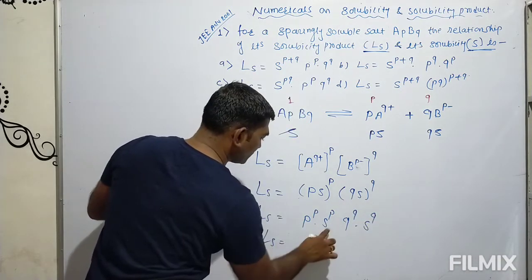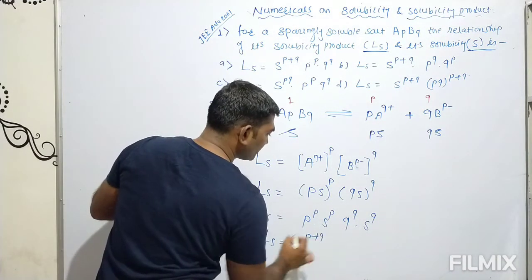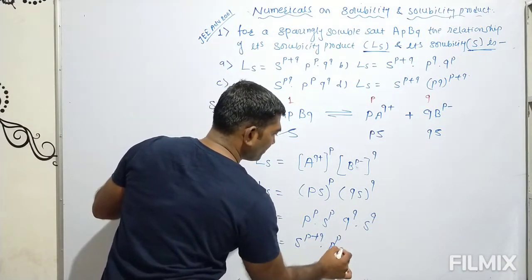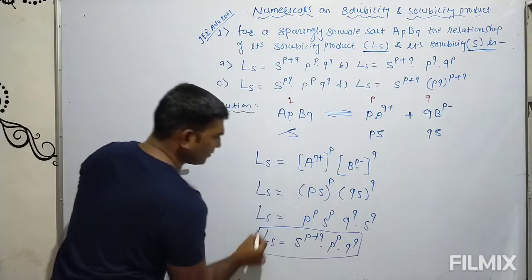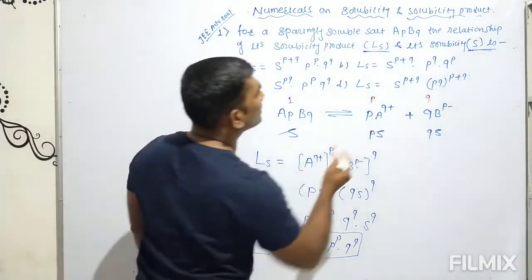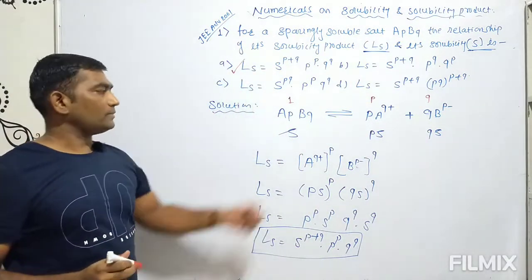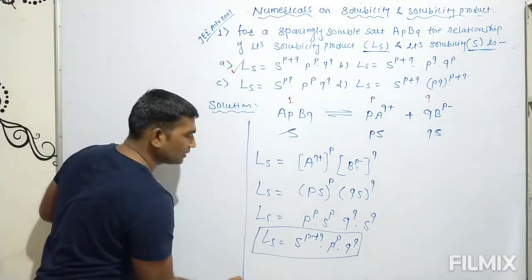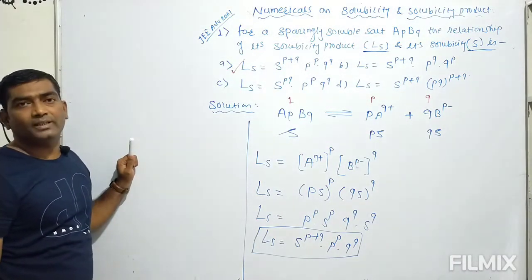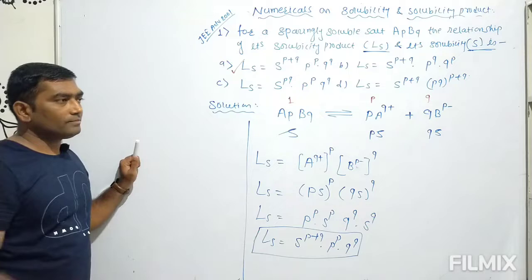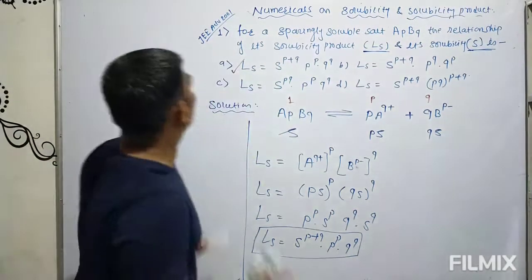So LS is equal to S raised to P plus Q, P raised to power P into Q raised to power Q. So the answer will be this one, option C. Please note this down, then we will solve the next numerical.